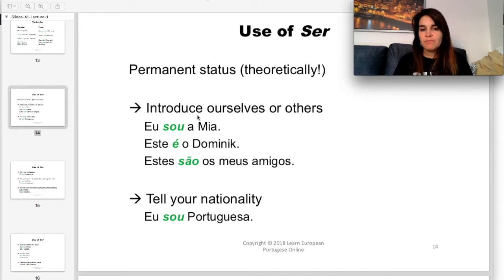Then I'm giving other examples. Este é o Dominic, this is Dominic. Estes são os meus amigos, these are my friends, and so on. So, you also use verbo ser to tell your nationality. Eu sou portuguesa. So, it's very unlikely as well that I become something else. At least it's a harder process. So, I just can use the verb ser. Eu sou portuguesa.